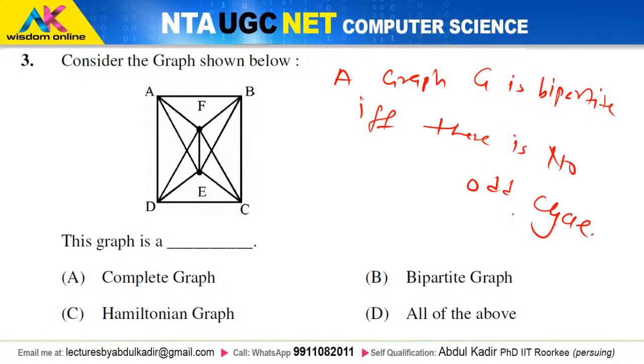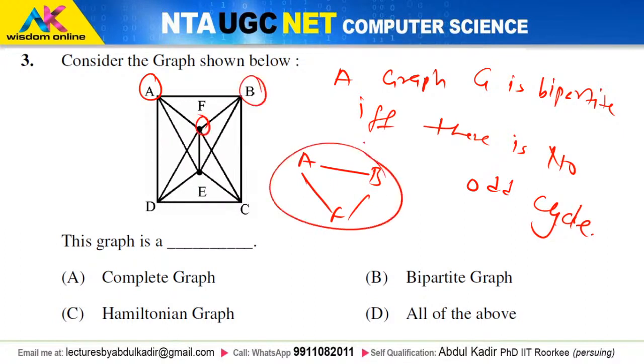So this is an important theorem. You can note down this theorem. A graph is bipartite if and only if there is no odd cycle. Means in the graph you should not have an odd cycle. But in this graph you can see there is an odd cycle: A, B, F. This is the odd cycle. So because we have an odd cycle, it is not a bipartite graph.